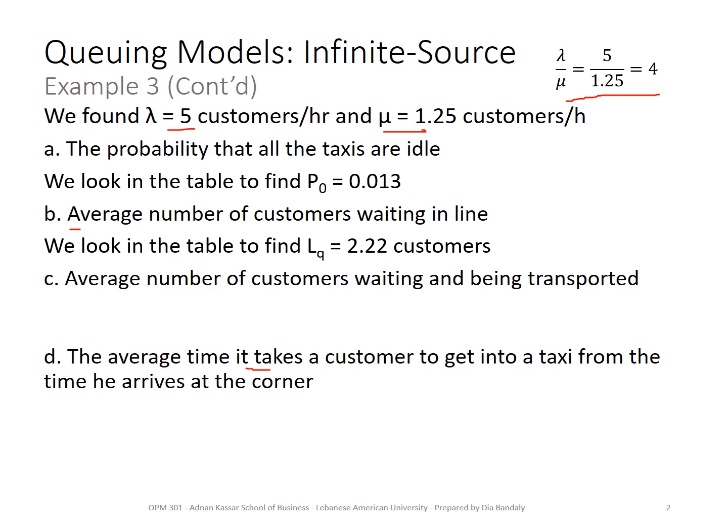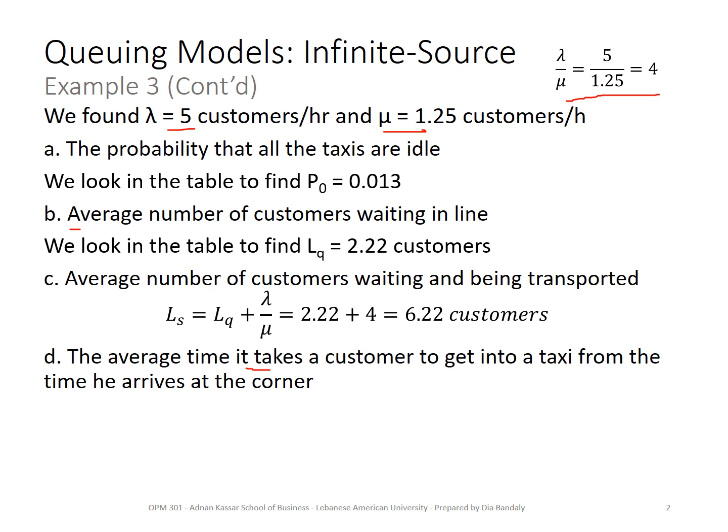All right. And now, find the average number of customers waiting and being transported. So this is LS, right? Because being transported means being served. So that means all the people in the system, LS is LQ plus lambda over mu. So that's 6.22 customers.